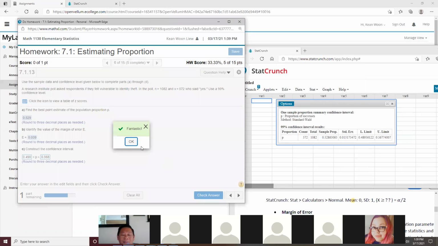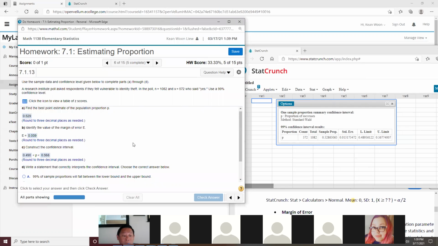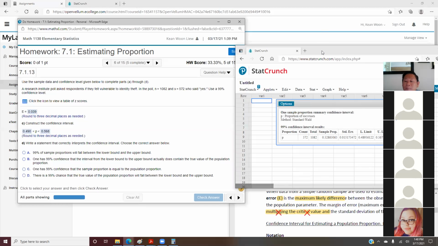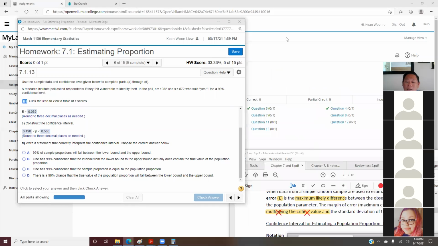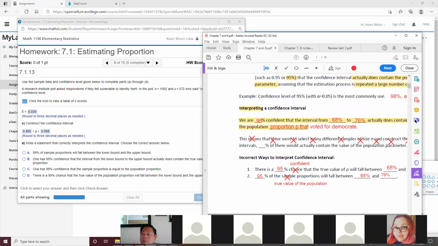For the margin of error, you have to subtract the upper and lower limit and divide by 2. Make sure you know you have to divide by 2. If you don't divide by 2, you get it wrong. Now we need to figure out the confidence interval. So how do we interpret the confidence interval? If you remember, this is in the notes again. So it's right over here. We are 95%. This is the interpretation. So which one fulfills this interpretation? A, B, C, D.